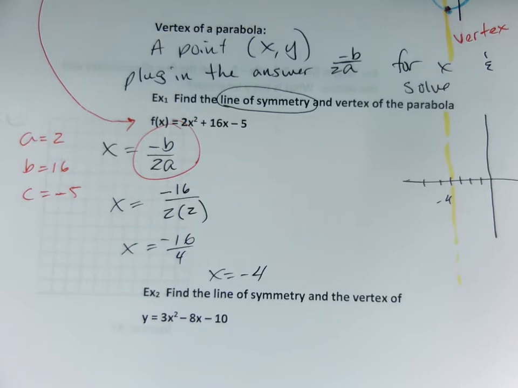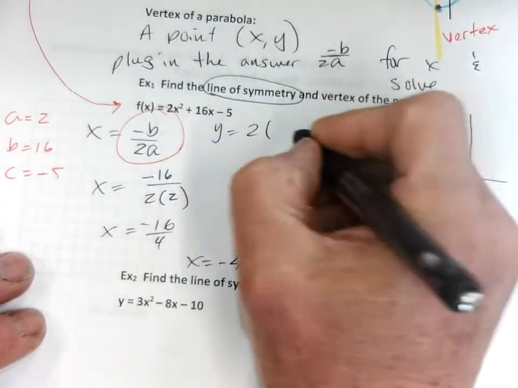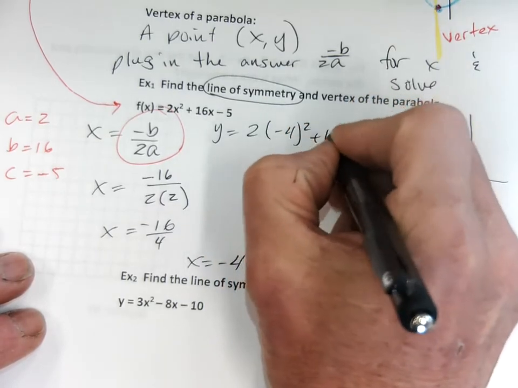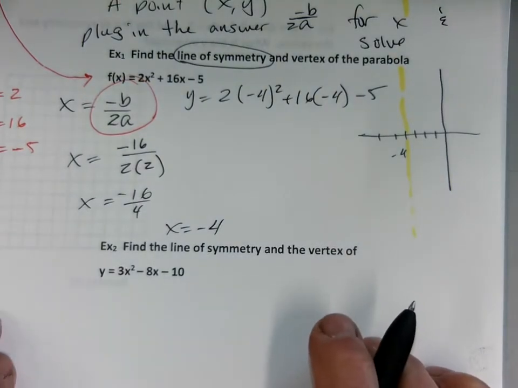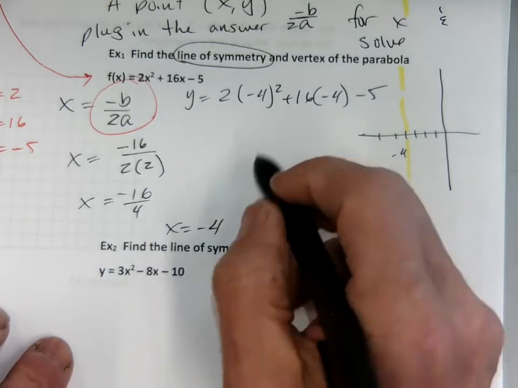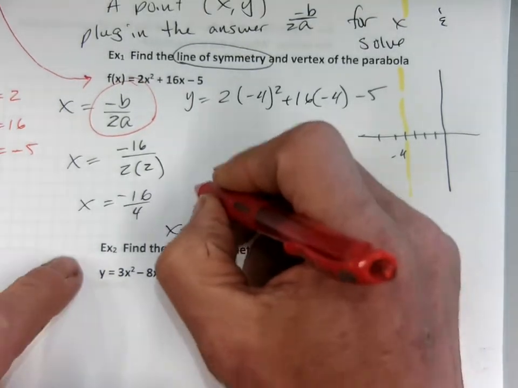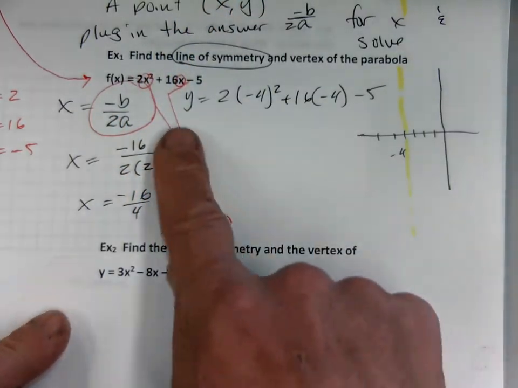How do we find out where it is? We're going to take -4 and plug it in to find its y value. Okay? So just plug it in. We're going to go y equals 2 times -4 squared plus 16 times -4 minus 5. We're just going to plug it in to get the corresponding y value. We plugged in our -4 for x in both places, right?